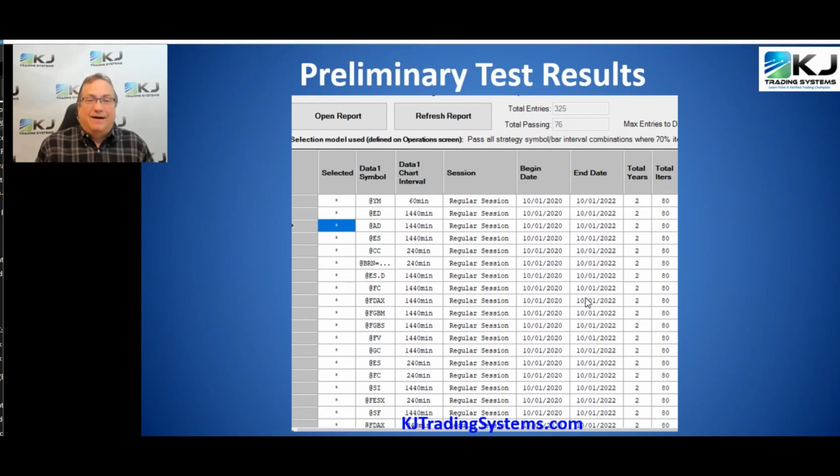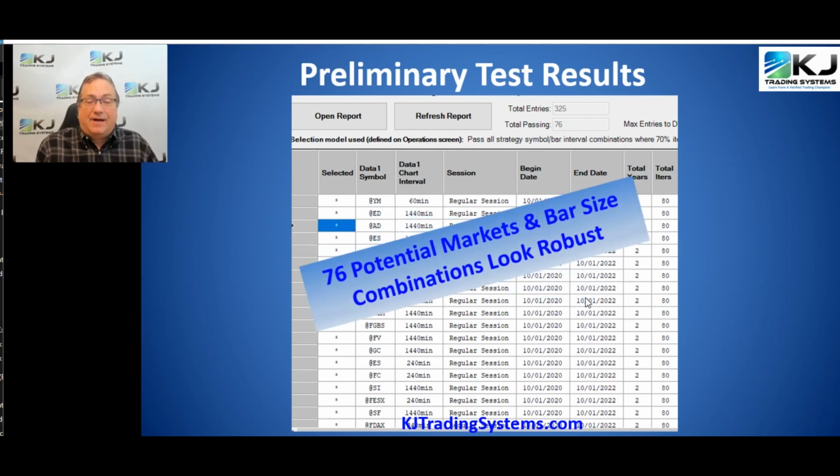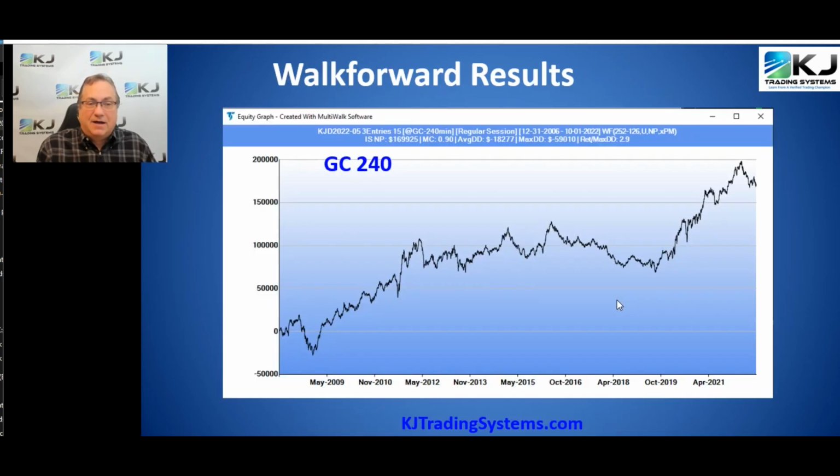Back to our pivot strategy. Let's look at preliminary results. I like to test over 2 years. 76 different combinations look robust the last couple of years. So this is working in quite a few different markets in the last couple of years. So that's nice to know.